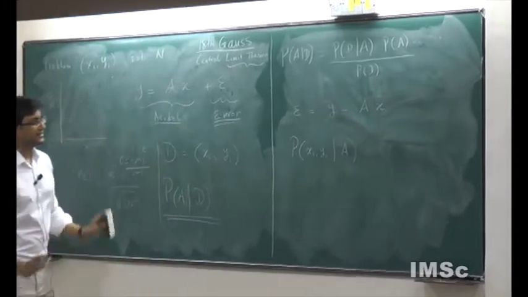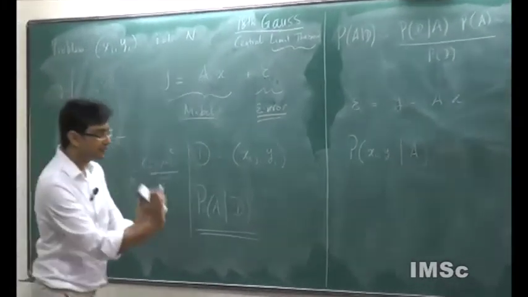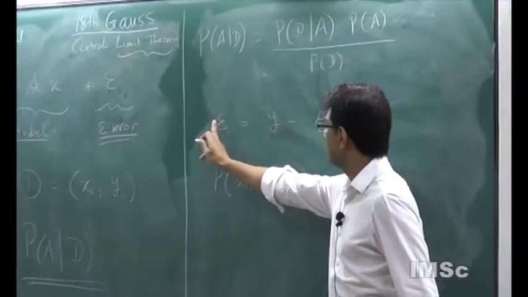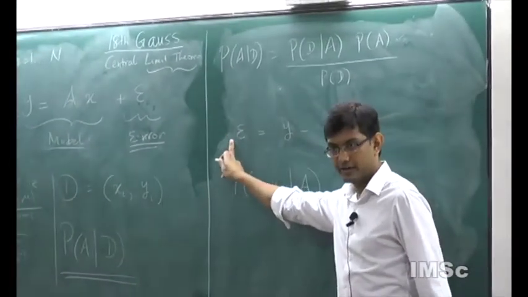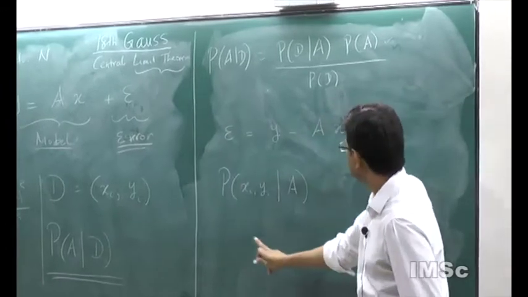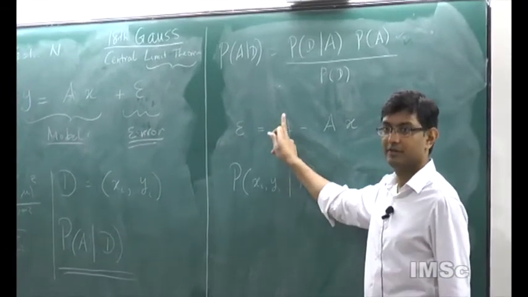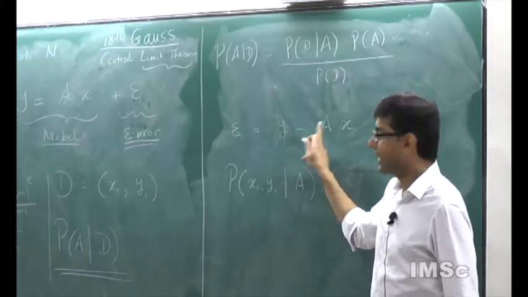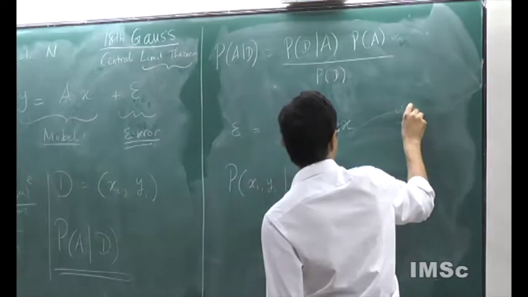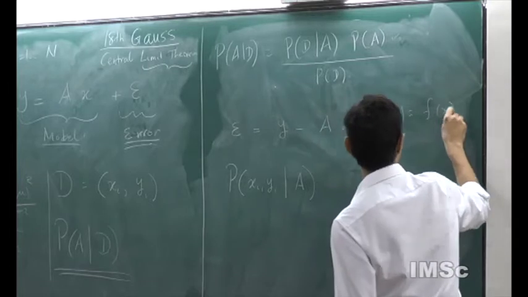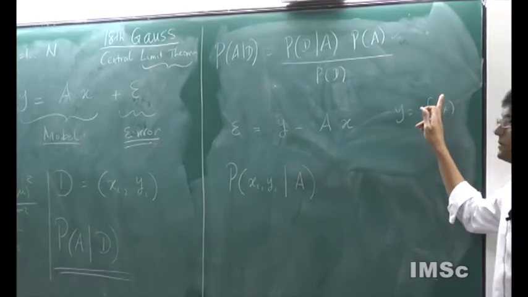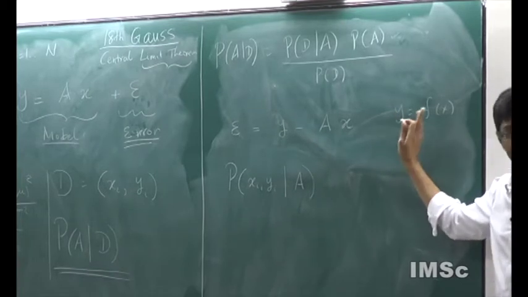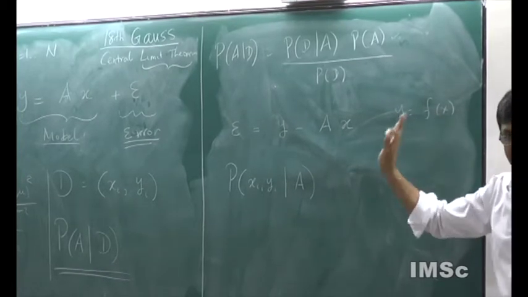Now, this is a simple exercise in change of variables in probability theory. I know the probability distribution of one random variable, and it is related to another random variable. Tell me the probability distribution of this random variable. So I have Y equal to F of X. I know the probability distribution of X. Tell me the probability distribution of Y. This is the transformation that I have to do.